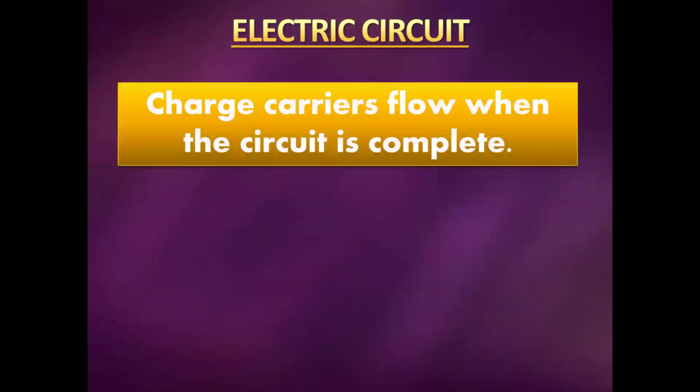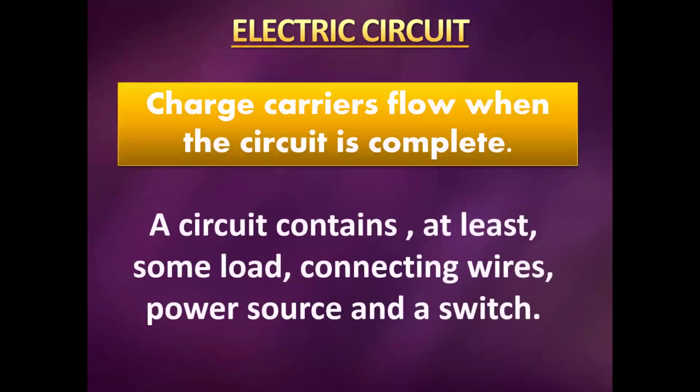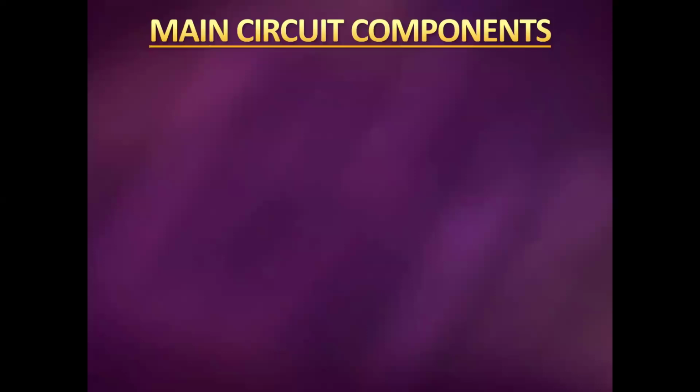Now, electric circuit, as in our previous discussion: in every electrical circuit, there is a live wire and there is a neutral wire. So whenever a circuit is formed, it always has two main components.